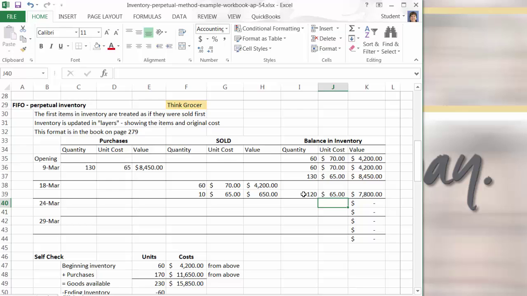Now what happens? On the 24th of March, we purchase 40 units at a cost of $80 per unit, for $3,200. So what is in inventory now? Well, we have the 120 units at $65 and the new 40 units at $80. Total of 160 units in inventory now.